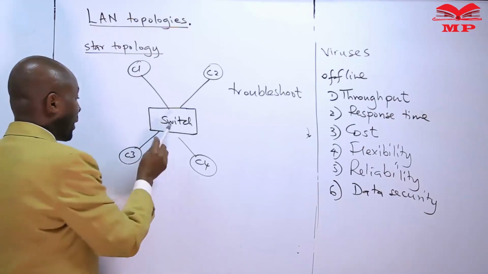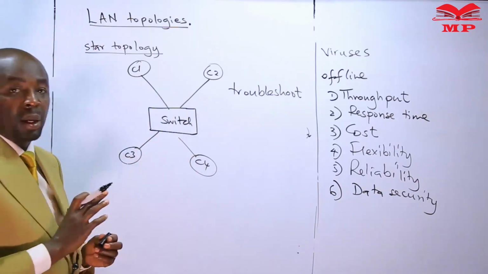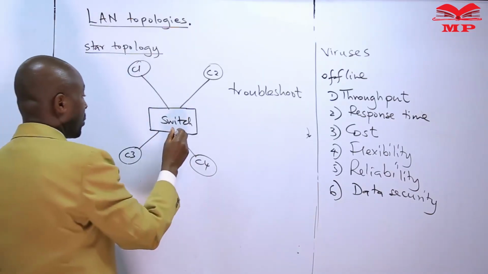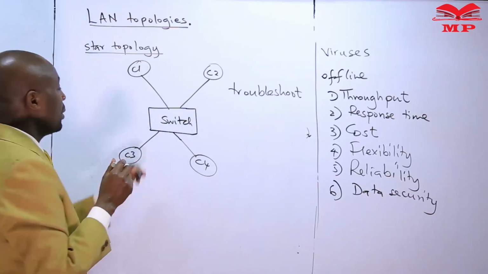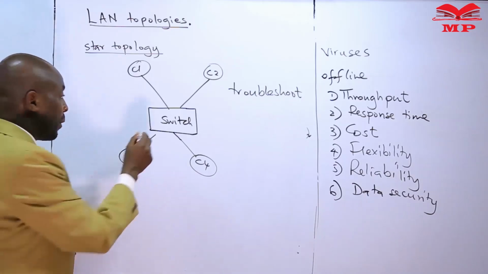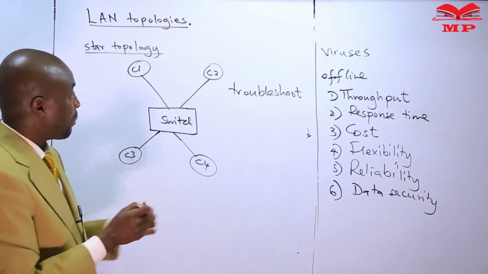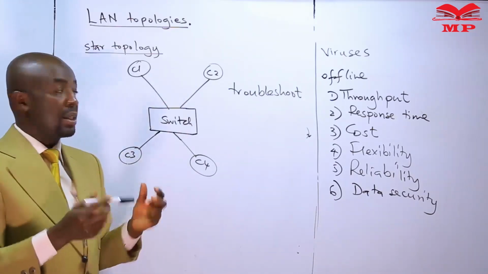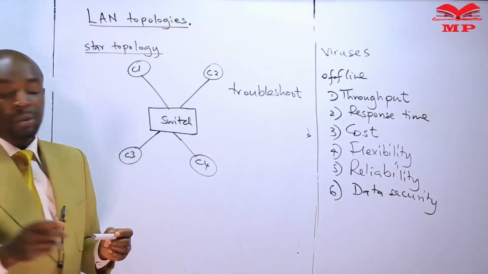If I disconnect computer 4, then I check the behavior of the network and I find the network is still not good. So I connect back computer 4 and now I disconnect computer 3. And I still find that it's not working well. I disconnect computer 2 and maybe that is where the problem was. They are the easiest types of networks to troubleshoot.